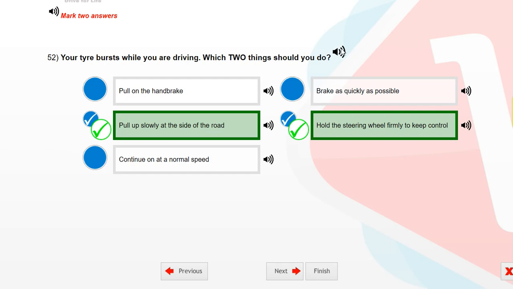Your tire bursts while you are driving. Which two things should you do? Pull up slowly at the side of the road. Hold the steering wheel firmly to keep control.